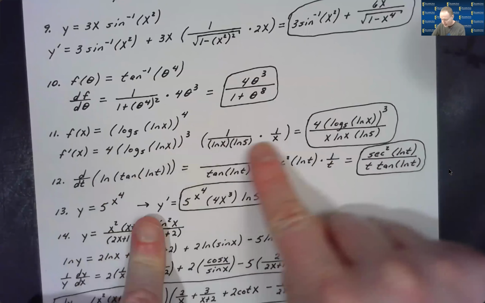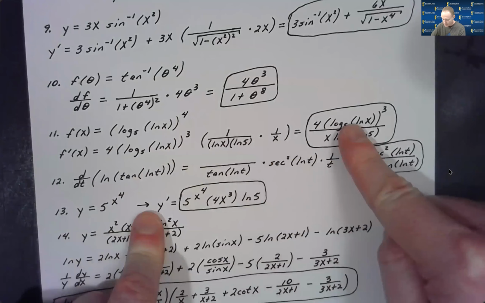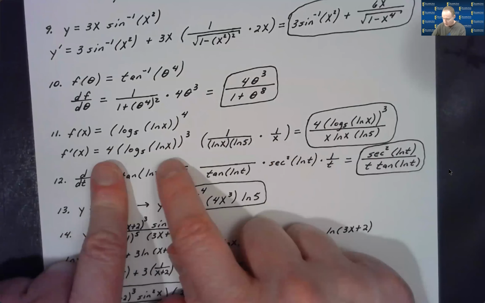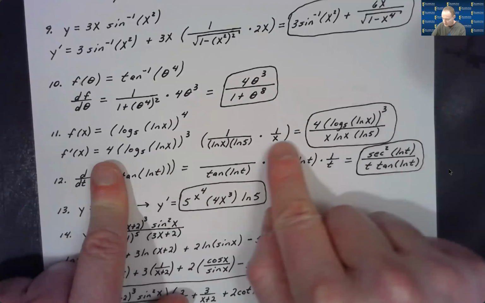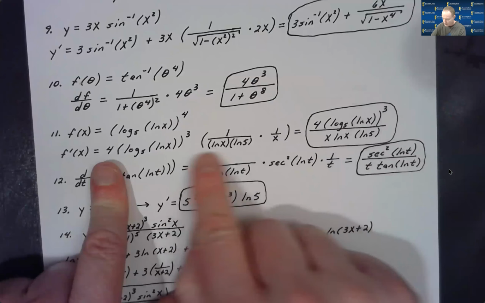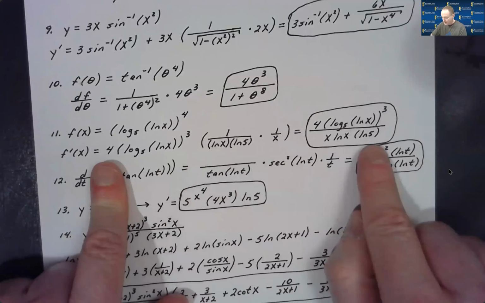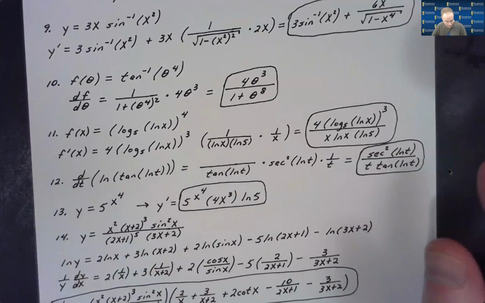I just cleaned that answer up over here, and I showed, well, your numerator is going to be this 4 times the group log base 5 of natural log of x raised to the third power. And then all of these terms are in the denominator, so I wrote the denominator as x natural log of x times the natural log of 5. Final answer there. Now for number 12.